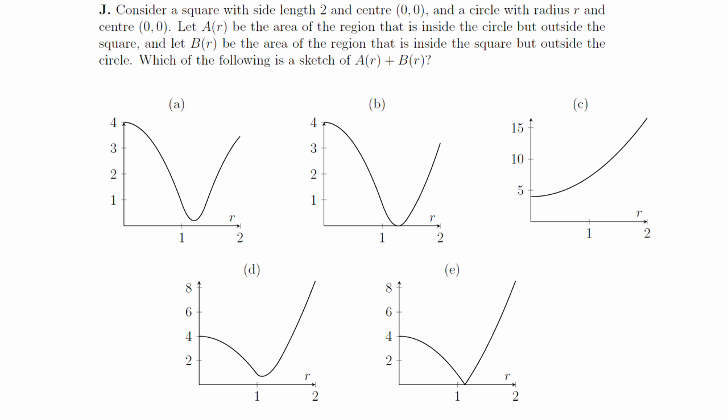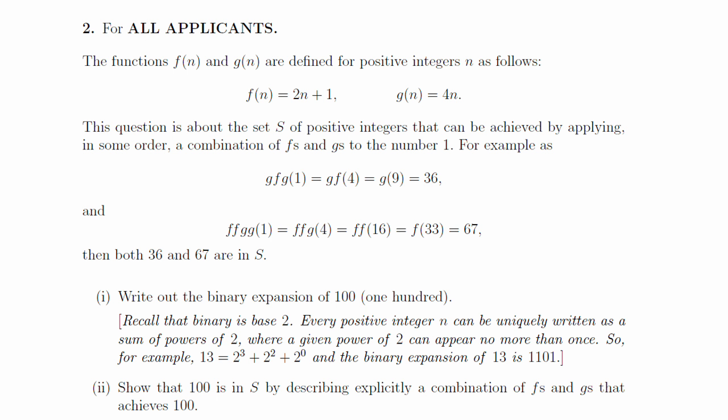If we also notice that this sum can never be 0 because we can never have both of these areas being 0 at the same time, that rules out options B and E as well, so the answer is D. Question 2, part 1. 1100100. Part 2. G of f of g of f of 1 is 100.